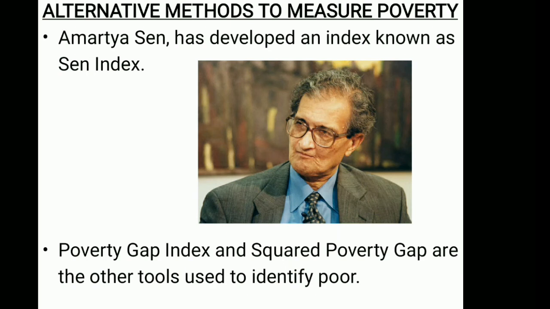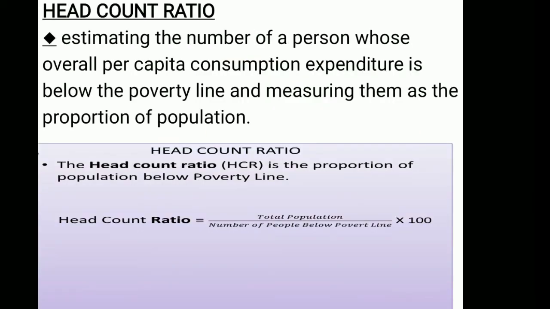Apart from that, we have some alternative methods too. One method which was propounded by Mr. Amartya Sen, he has developed an index which is known as Sen Index. Poverty Gap Index and squared poverty gap are also being used nowadays to identify the poor.